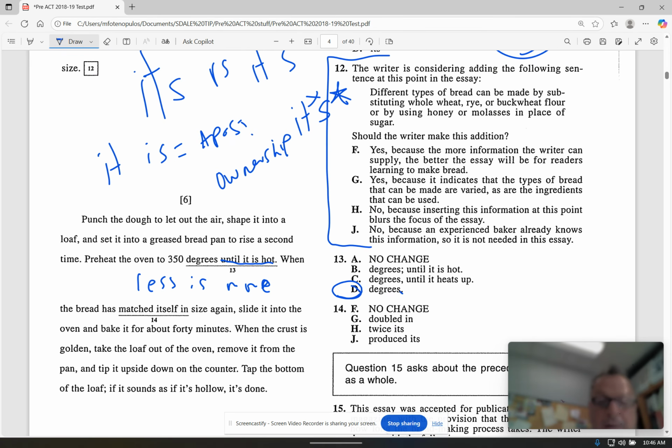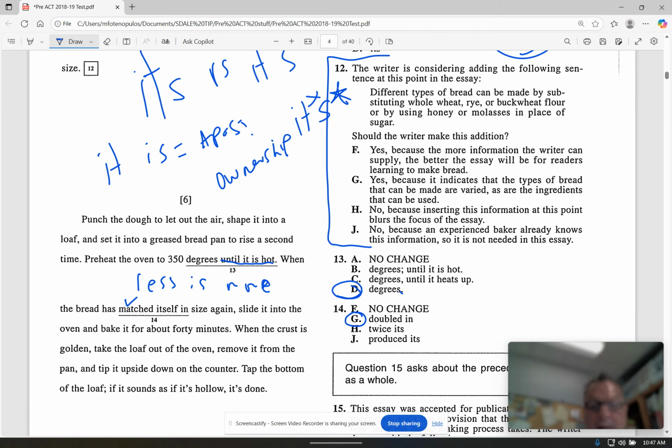Degrees. Period. Done. And when the bread has matched itself in size again, well, you and I can probably guess that matched itself means to double in size. Matched itself is just an awkward way of saying this thing, because this person's been using standard English and a standard rhetoric along the lines of how to do something, how to change a tire, how to change your shoes, how to tie a tie. In this case, it's how to bake bread. And then they come in with this almost British moment. So again, it's doubled in size.